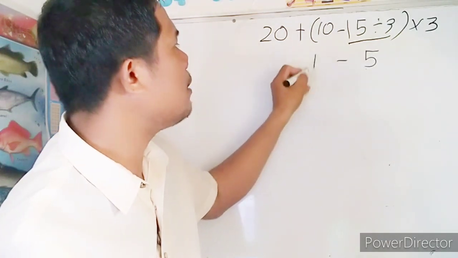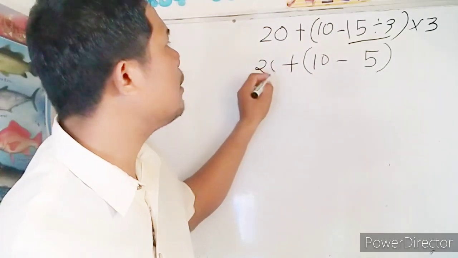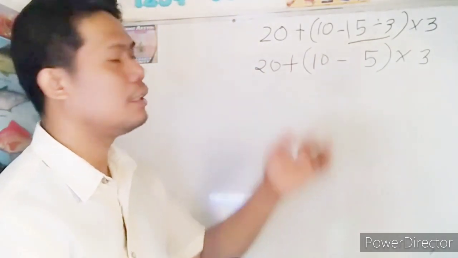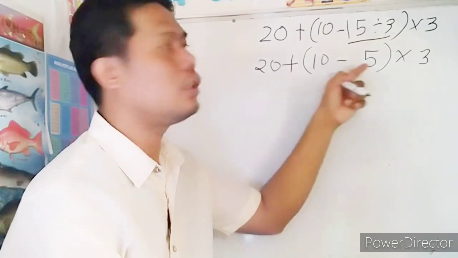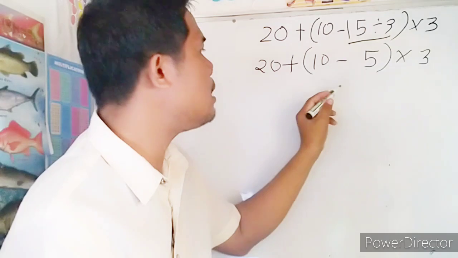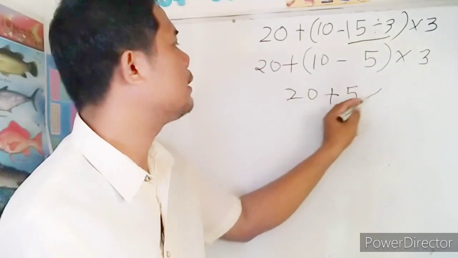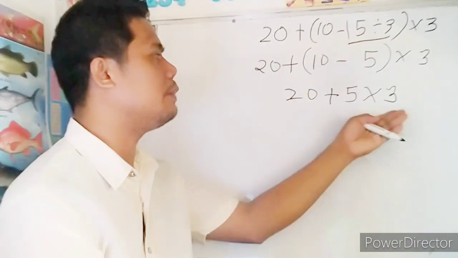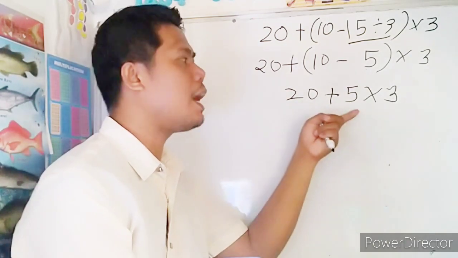Then, copy the remaining equation. Then the parenthesis plus 20 times 3. Alright, now we have again the parentheses. So we're going to solve inside the parentheses. We have 10 minus 5 equals 5. Then again, copy it plus 20 times 3. So we do not have the parentheses now. So look at our equation. Our new equation now is 20 plus 5 times 3.